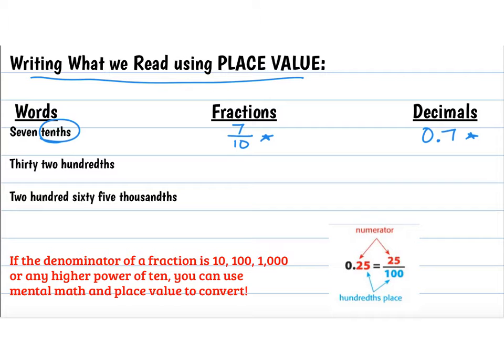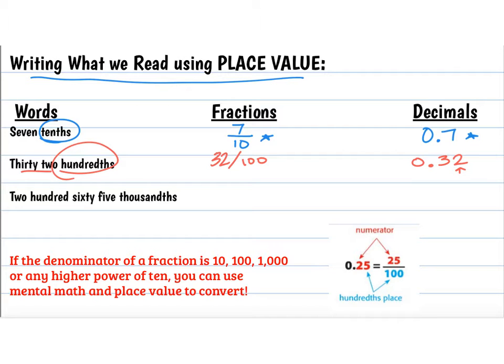So our next one, 32 hundredths. Well, 32 and our hundredths. And as a decimal, 32 hundredths, the hundredths ends in the second spot after the decimal. So my number here needs to end in the second spot after the decimal. So again, just taking what I'm reading, writing it in fraction and decimal form.